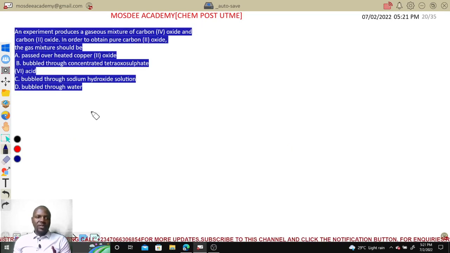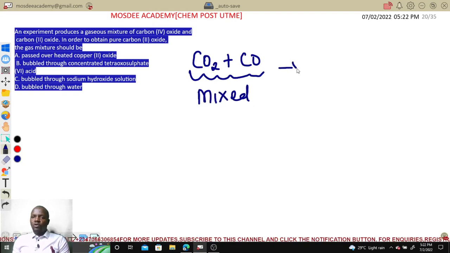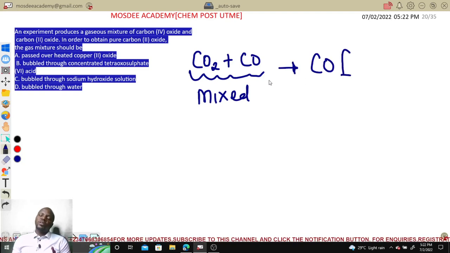Question 20. Now, question 20 says an experiment produces a gaseous mixture of CO2 and CO, carbon monoxide and carbon dioxide. In order to obtain pure CO2 or pure CO from the gas mixture, there's a mixture of carbon dioxide plus carbon monoxide. They are mixed together. Now, you want to obtain pure carbon monoxide. That is what we want to obtain. So the method here is just to do what? To do this from a mixture of gases, that is separation.